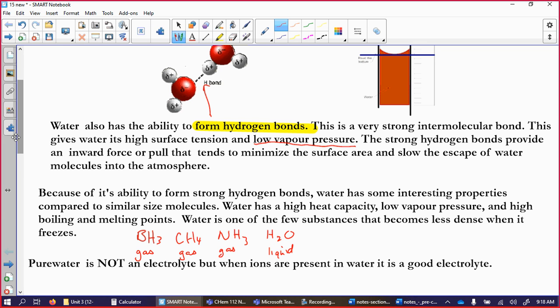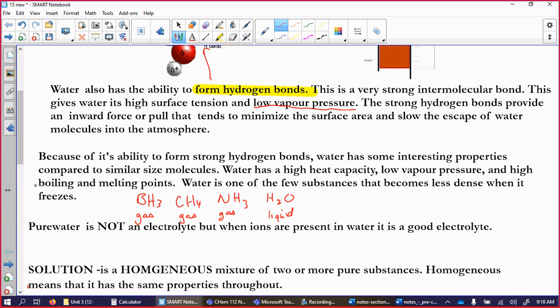Water is one of the few things that becomes less dense when it freezes. This is why ice floats. It's because it ends up with this rigid structure where everything gets all sorts of spaced out.